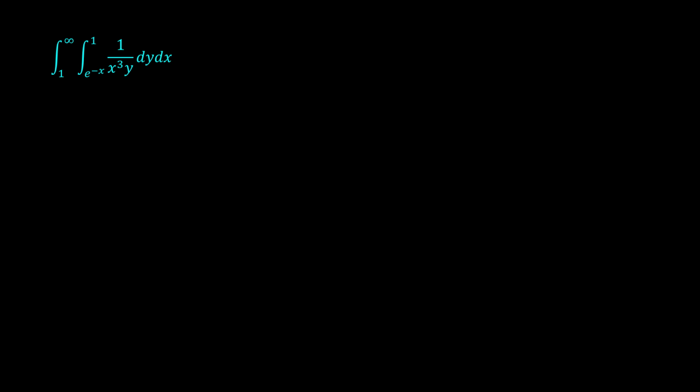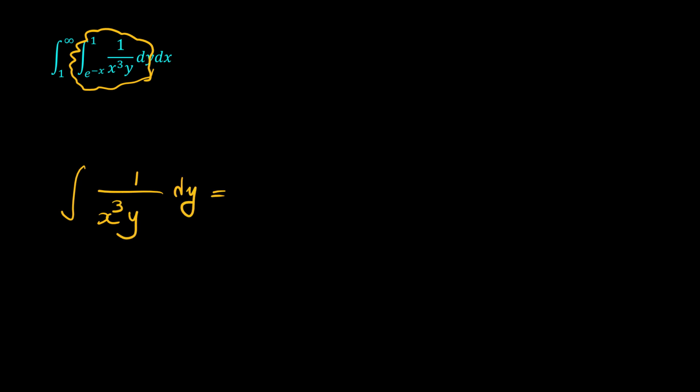But as you know, first we have to evaluate this inner integral. We have to find the integral of 1 over x to the 3y with respect to y from e to the negative x to 1. Then we have to find the outer integral, which is with respect to x. So let's focus on the inside. We want to find the integral of the function 1 over x to the 3y dy.